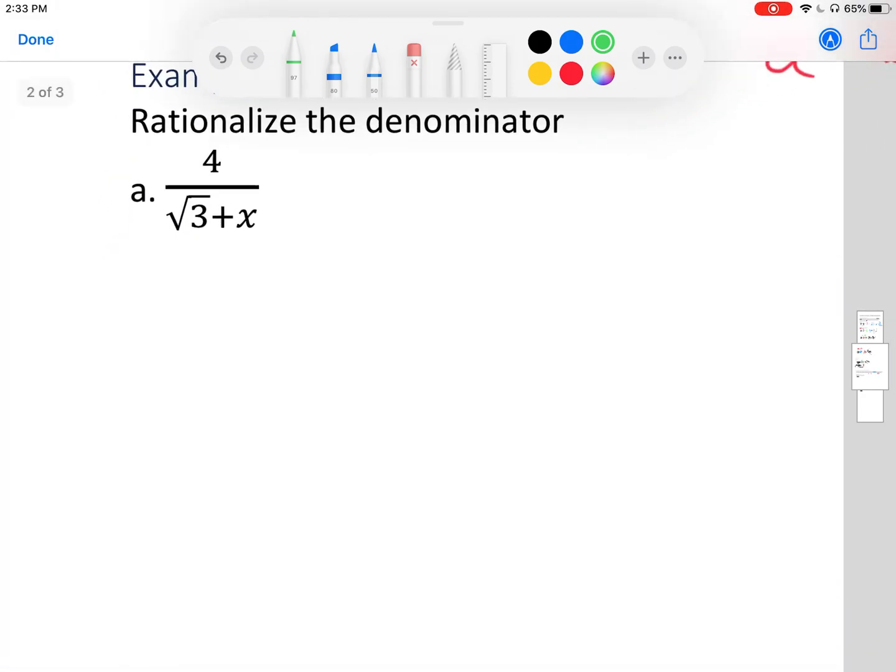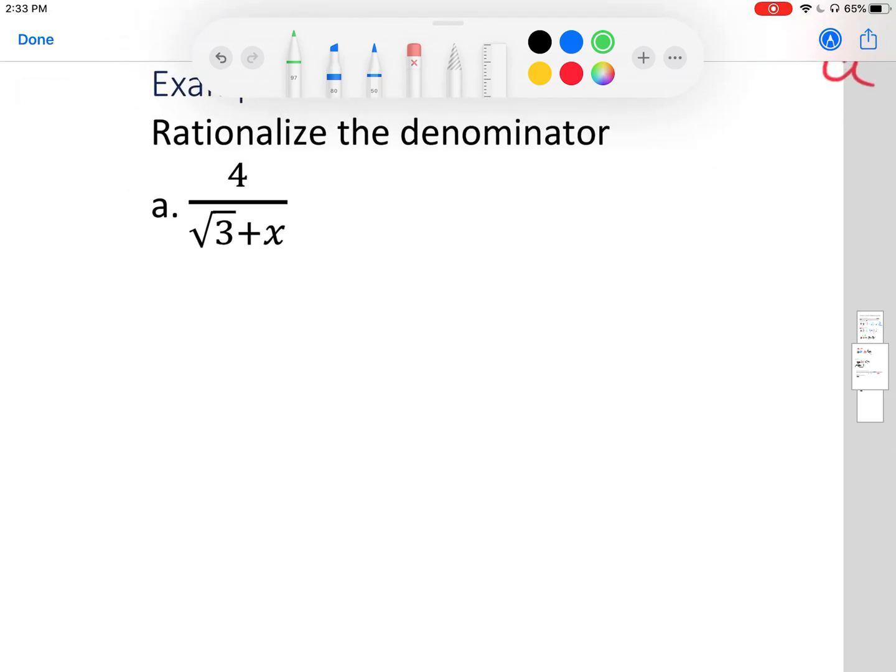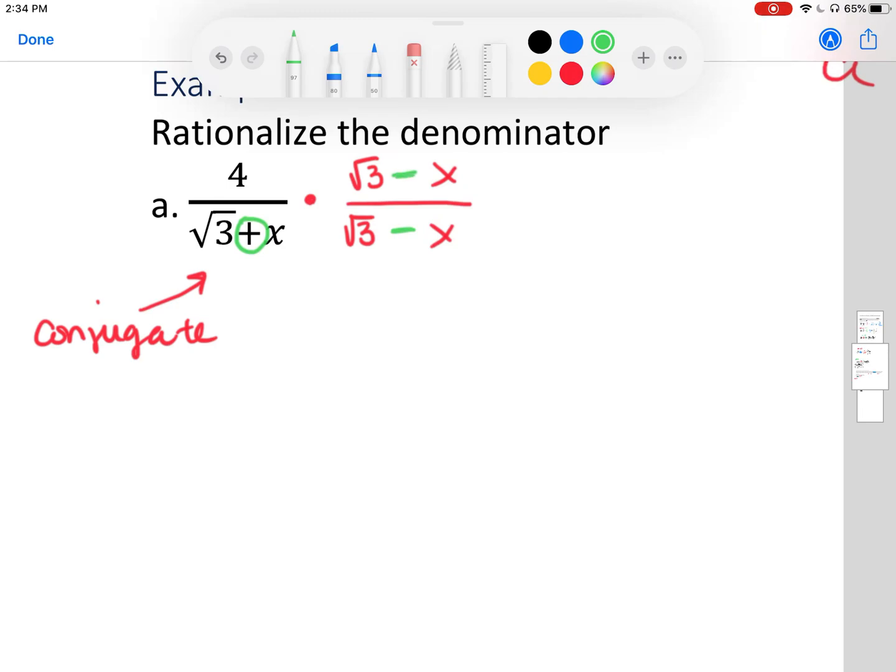So let's take a look at example 2. We want to rationalize, meaning we do not want a square root in the denominator. To do so, we multiply by a special one, and that special one is the conjugate of your denominator, because your denominator has a square root. All right, so this would be square root of 3 and x, and we have a plus, so we're going to write it with a minus. And that's it. From here, you just work it out.